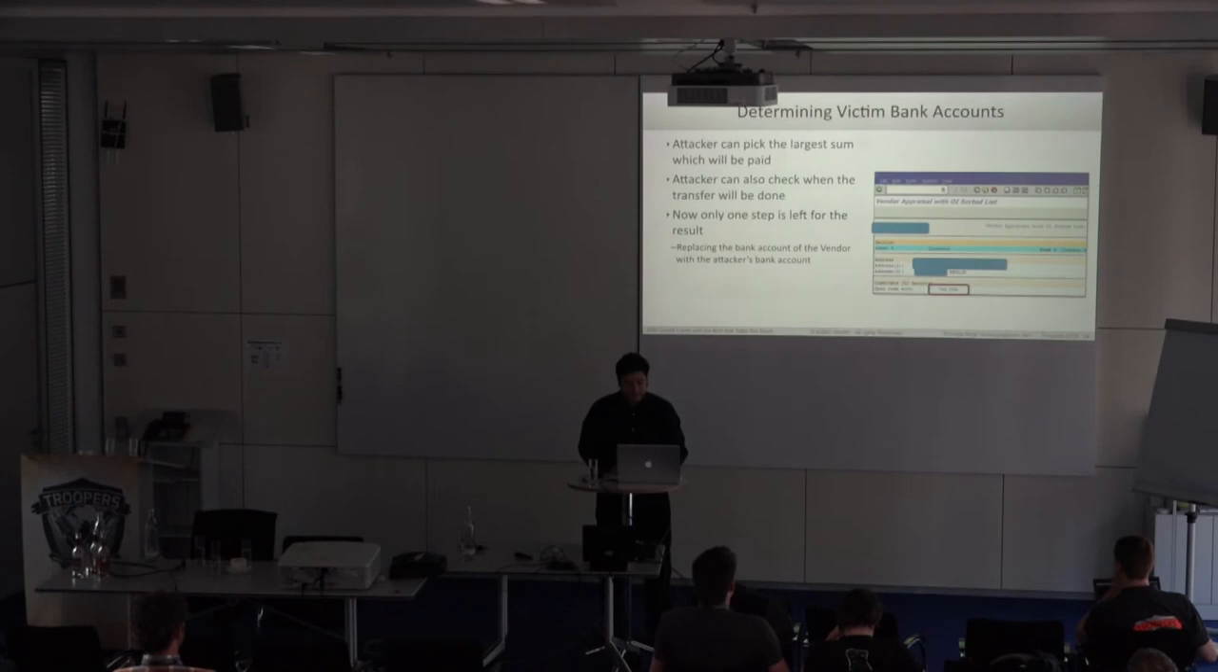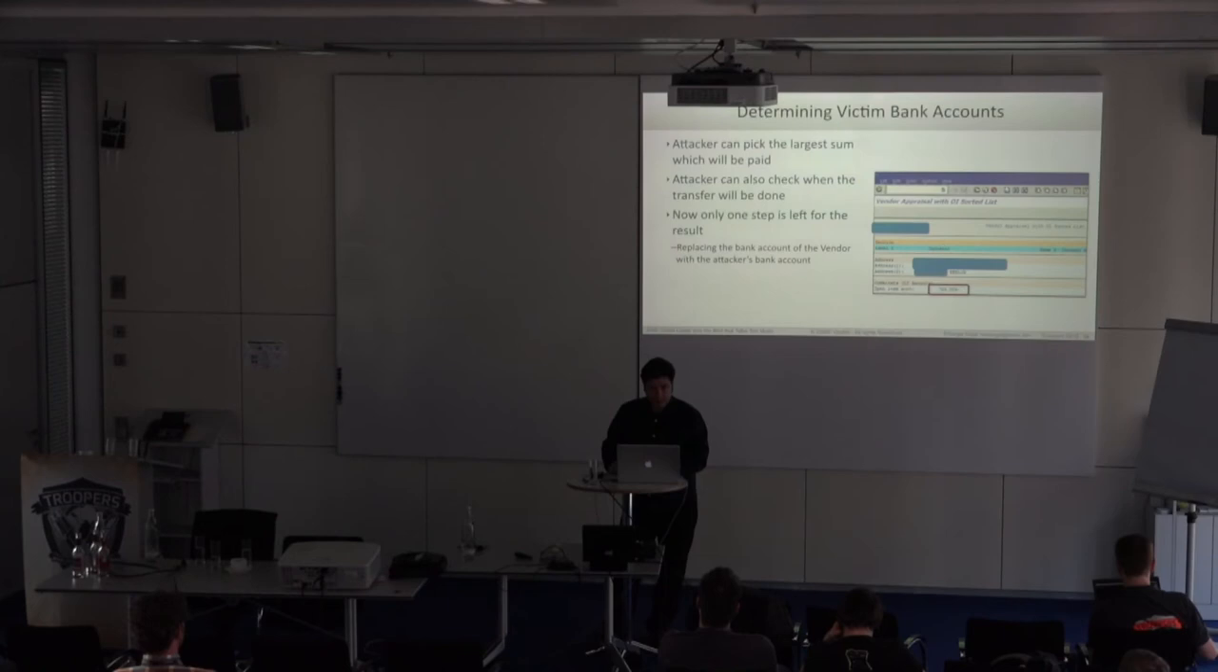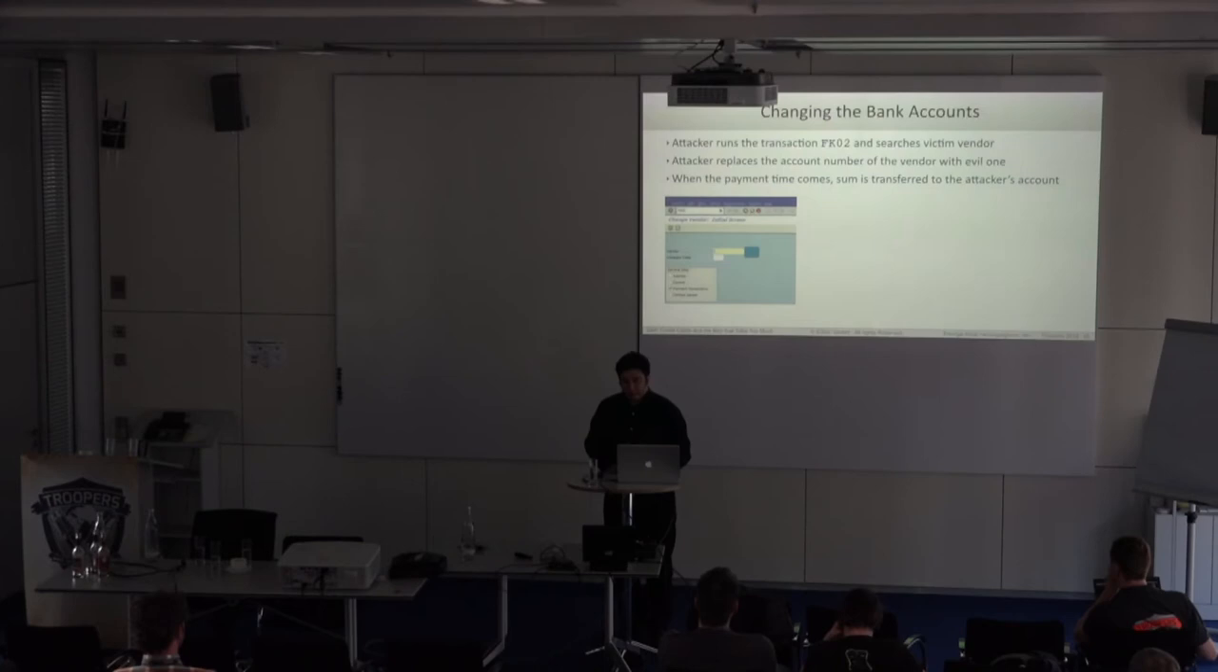Based on the response, the attacker can choose a nice vendor as the target. These vendors are located in the vendor master record, so we have all of the information about the vendor, such as their bank account numbers. So at that point, it is simple for the attacker to replace this bank account by, first of all, finding this vendor and then changing it.